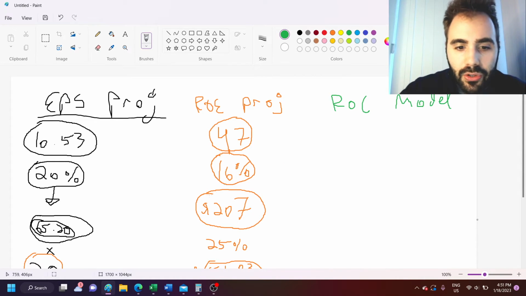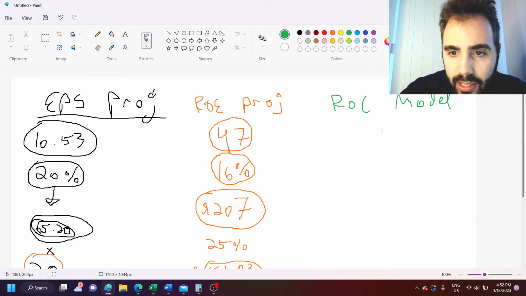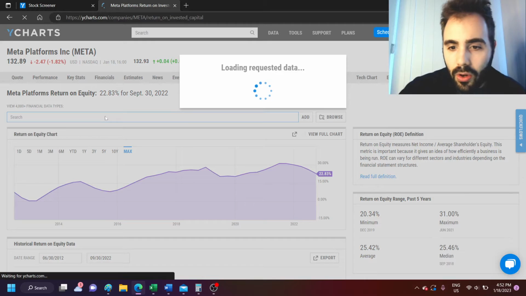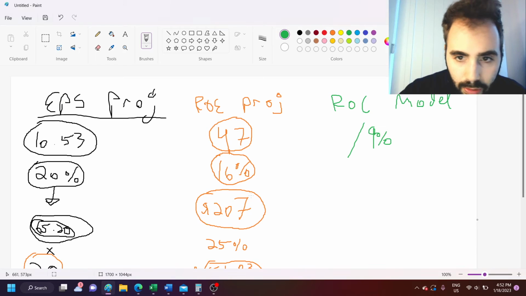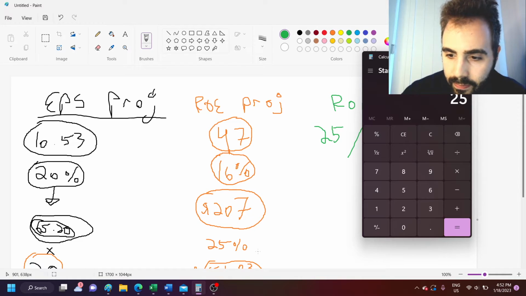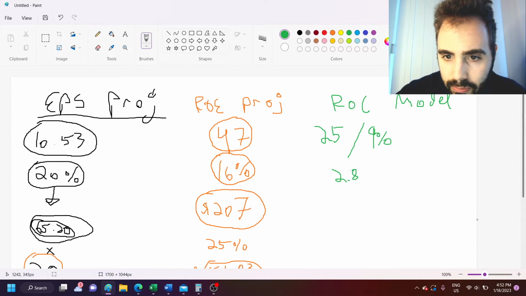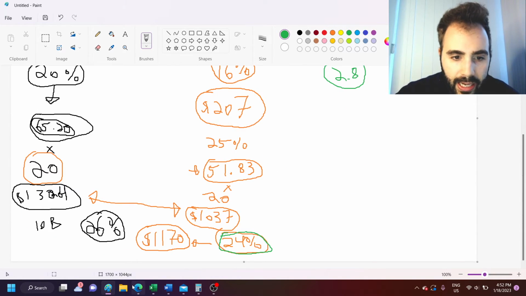Basically, what we're going to be doing is looking at Meta's return on invested capital divided by its weighted average cost of capital. Meta's weighted average cost of capital is about 9%, and its return on invested capital over the last 5 years is about 25%. Let's go back to Paint. 25 divided by 9 gives us a 2.8 as our multiplier. Meaning if we divide the return on invested capital by the cost of capital, we get 2.8 as our multiplier.